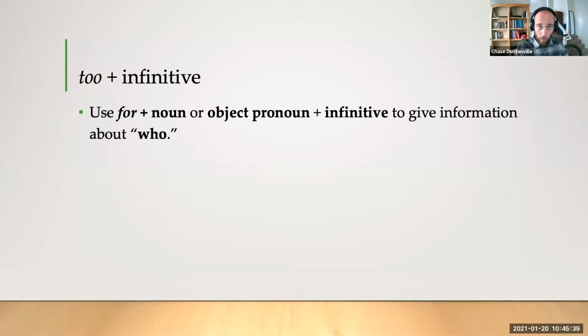You can use for plus a noun or object pronoun plus infinitive to give information about who. So, it's too dark for me to see. You can say it's too dark to see, but if you want to explain for whom, you can add for me, for her, for us, for them. It's too dark for me to see.